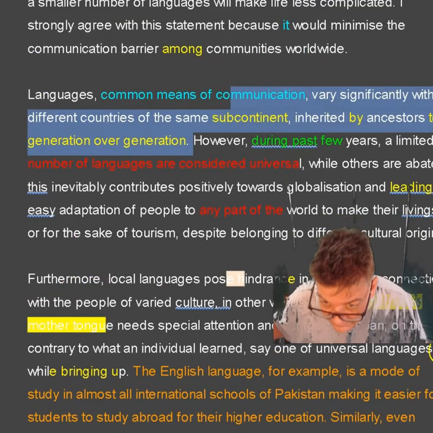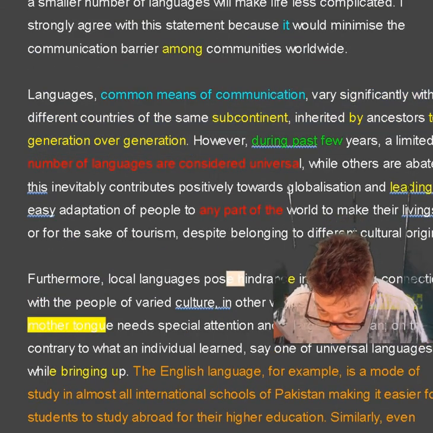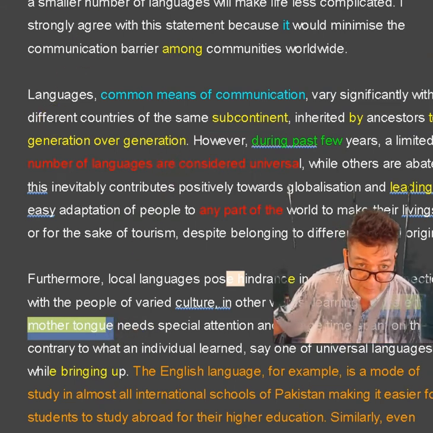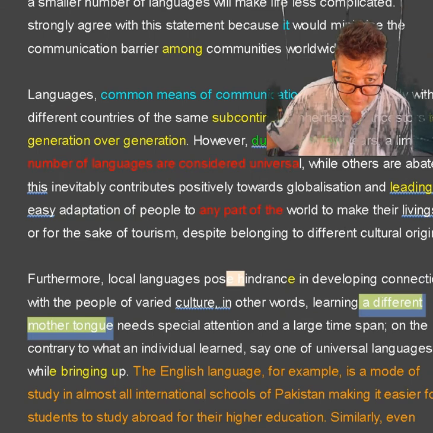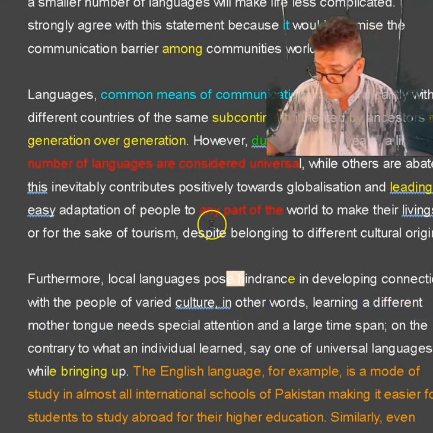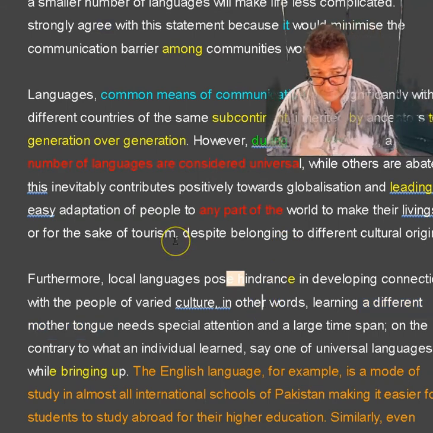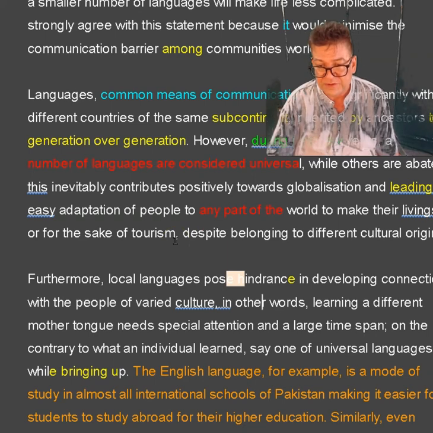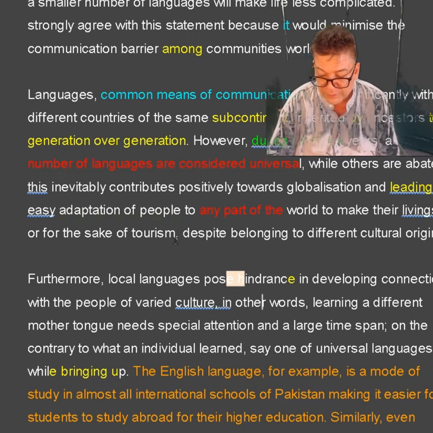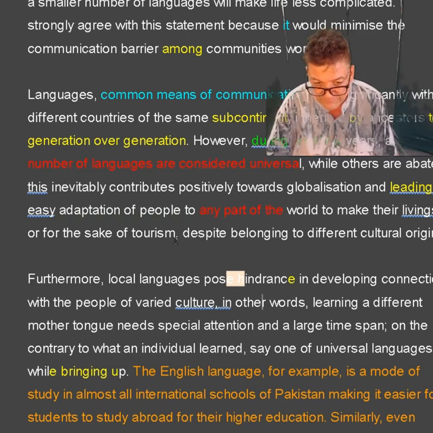What is this? Learning a different mother tongue. Okay. You cannot learn a different mother tongue. Your mother tongue is what you were born with. Okay? You can learn a second language. You can't learn a different mother tongue. The mother tongue is the language that your mother spoke to you in when you were a baby. It only happens once.